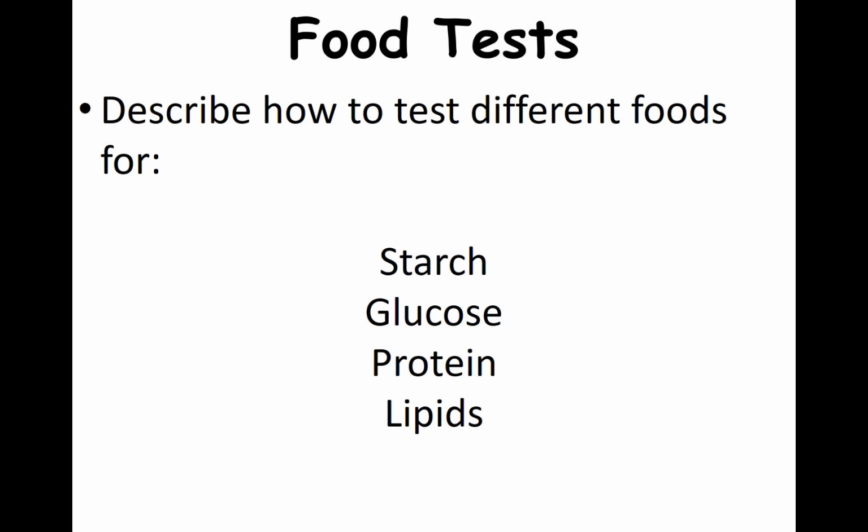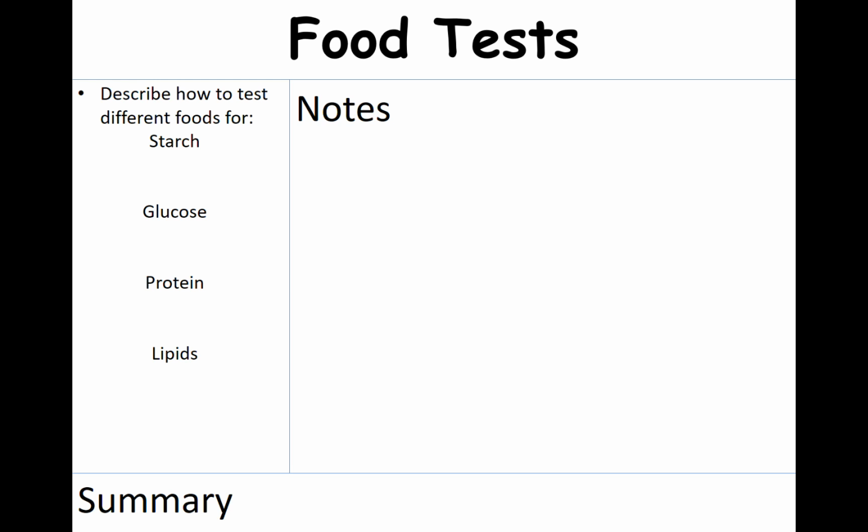And by the end of this, we should be able to describe how to test different foods for starch, glucose, proteins, and lipids. So we should write our notes out like this, with our title across the top, and on the left margin we should write in our learning objectives. Then within our notes, for each learning objective, we'll put in the relevant notes to that point. Finally, at the end of the video, you should summarize in your own words what you've learned.